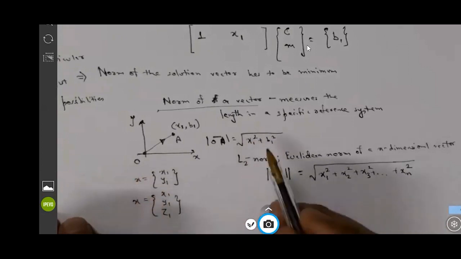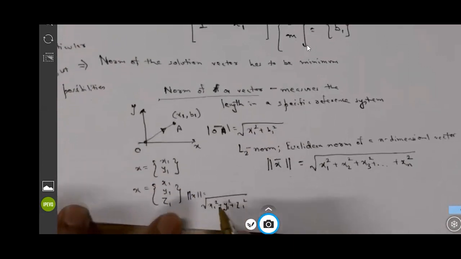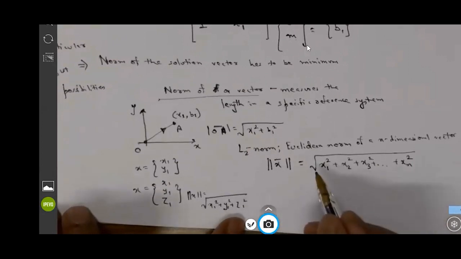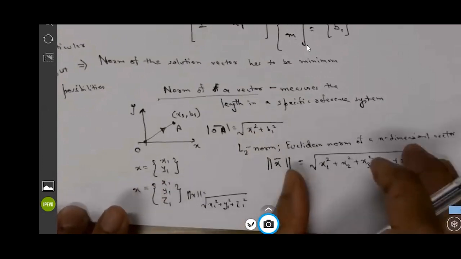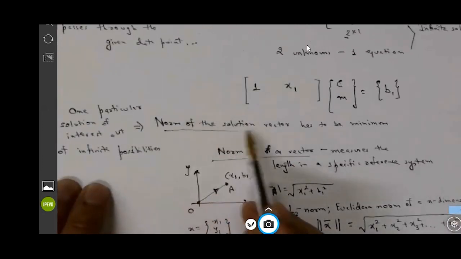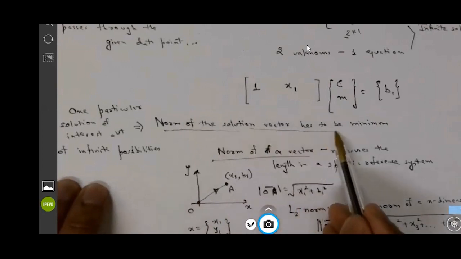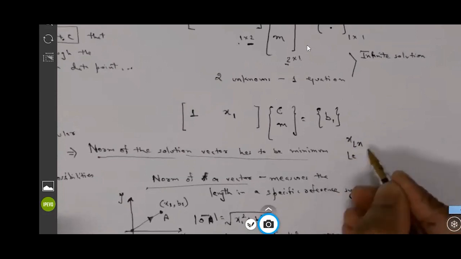If it has 3 elements, the length of that vector would be the square root of x1 squared plus y1 squared plus z1 squared. And if it has 4 dimensions, it will be added up. If it has n dimensions, it will just keep on adding. That will be your L2 norm. Now, this L2 norm of the vector has to be minimum. That is a specific interest. And for that, the solution is called the least norm solution.